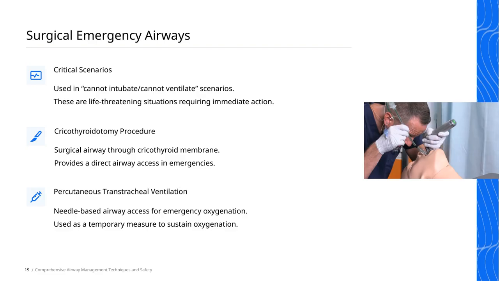The cricothyroidotomy procedure is particularly important in critical scenarios. It's typically used in cannot intubate, cannot ventilate situations, those dire circumstances where the patient's airway is compromised and immediate action is essential. These situations are life-threatening, and recognizing when to perform this procedure can make all the difference in saving a patient's life. Connecting these techniques to the overall theme of comprehensive airway management, they highlight the importance of being prepared with multiple options to ensure patient safety in emergency situations.